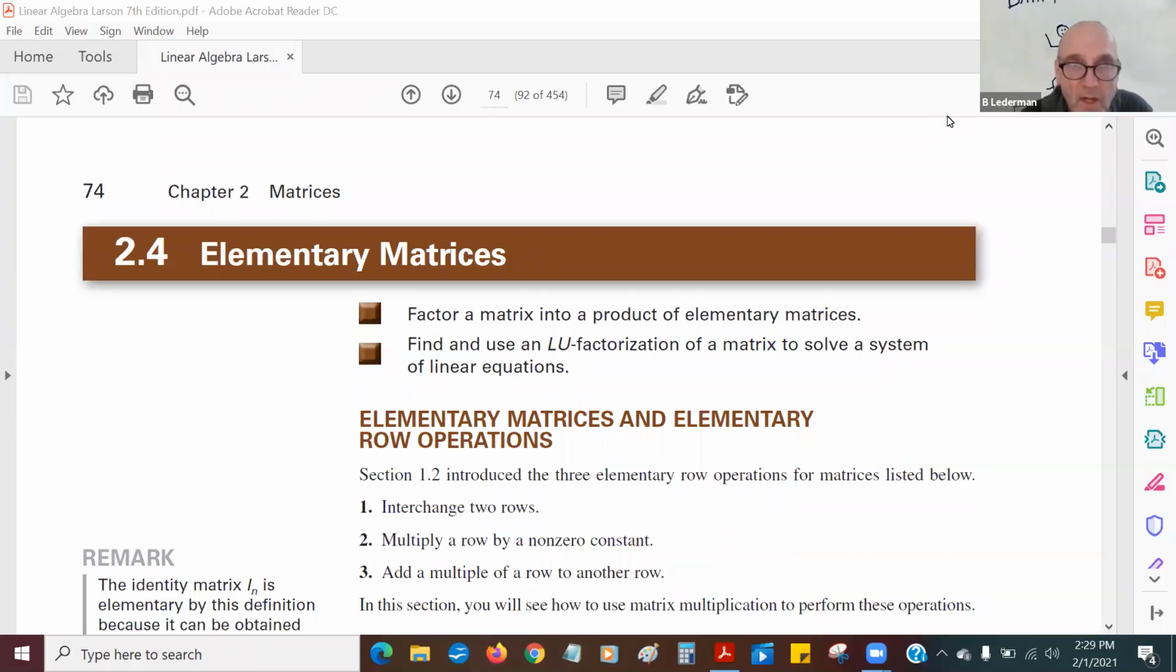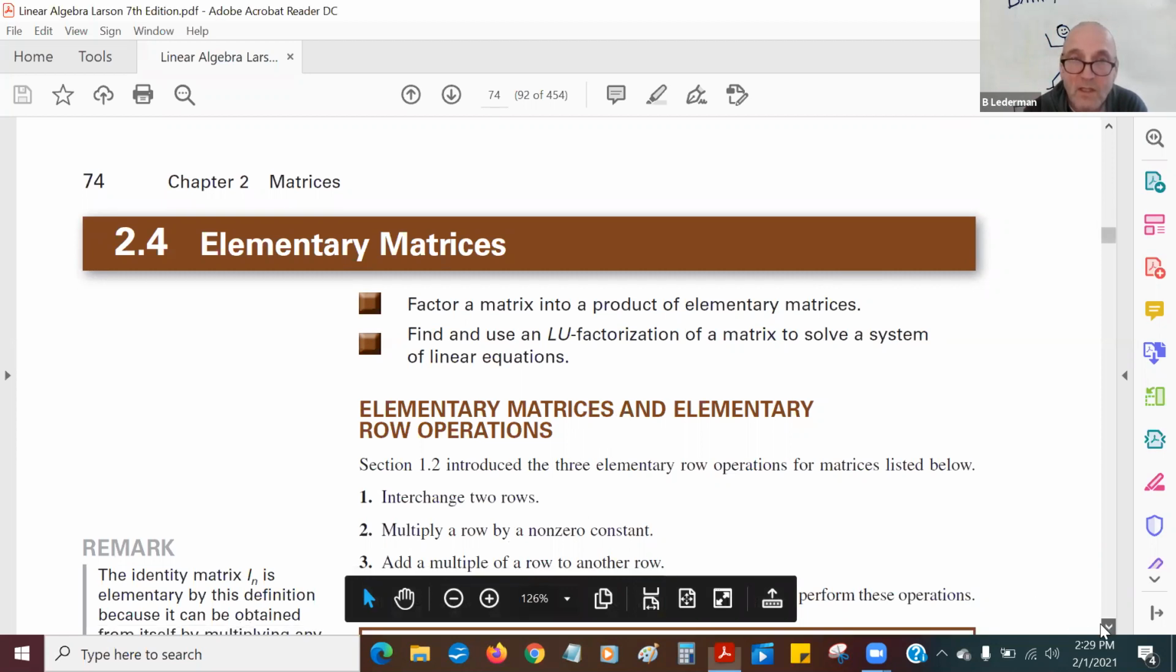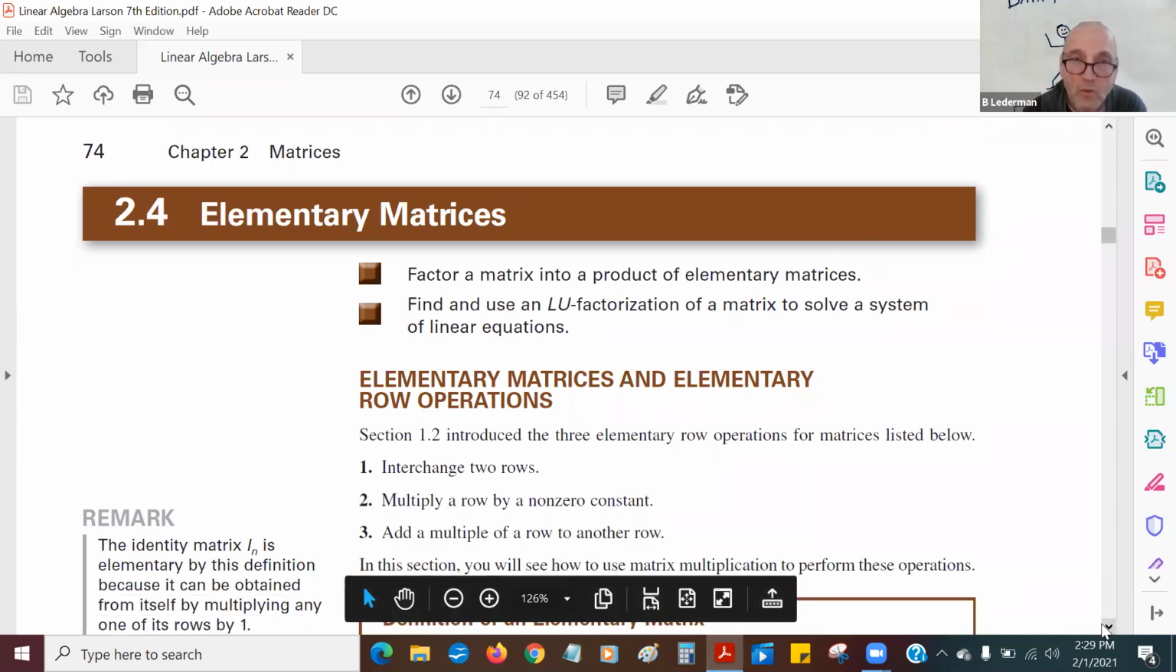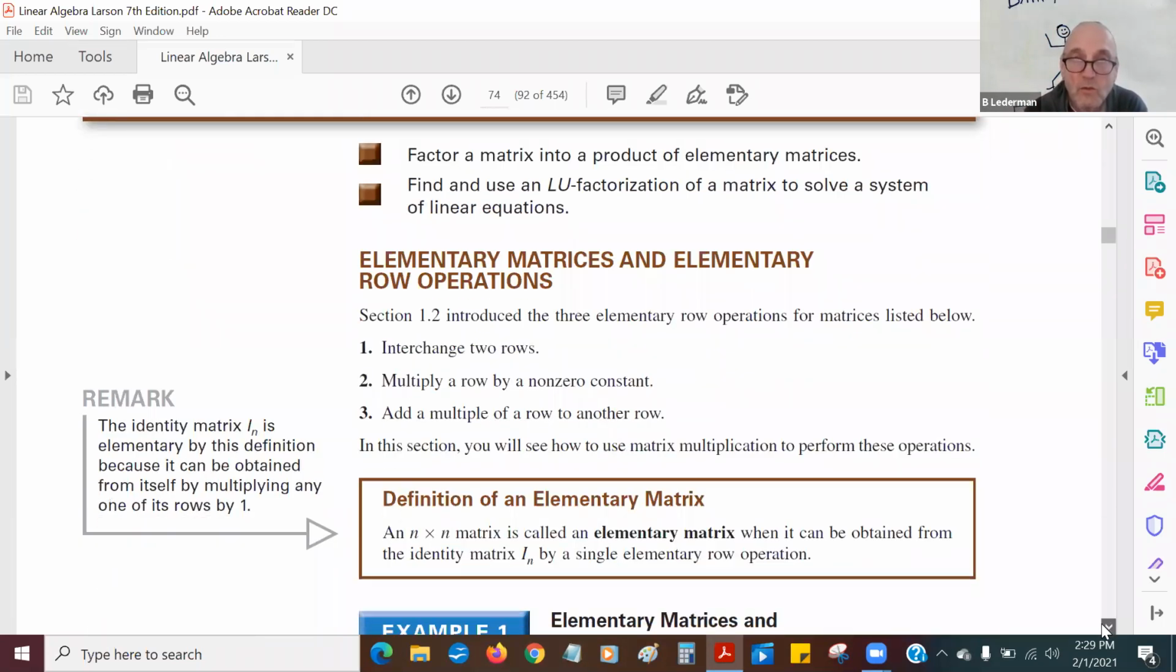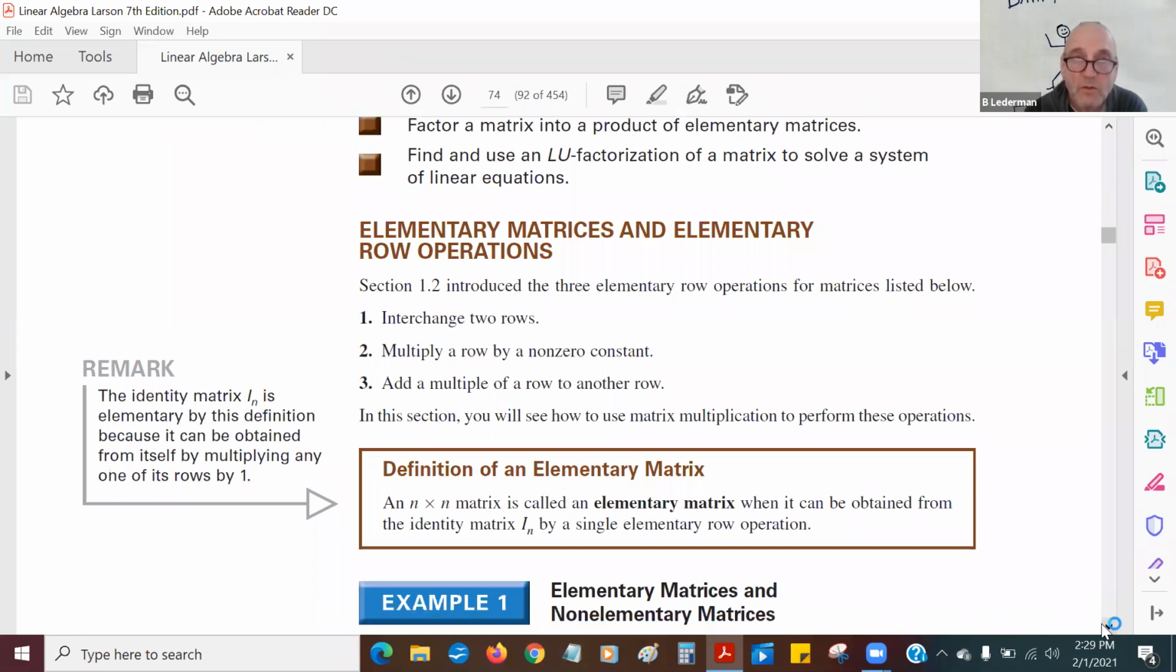Okay, hi everybody. Here we are at section 2.4, a concept called elementary matrices. And this is something which is going to just blow the roof off of what we've been doing. So we learned, of course, that if you want to solve a system of equations, or you want to put a matrix into row echelon form, you could either interchange two rows, multiply a row by a non-zero constant, or add a multiple of a row to another. This is something we've already established. And we're going to define now something called an elementary matrix.